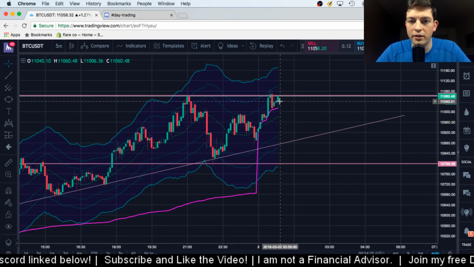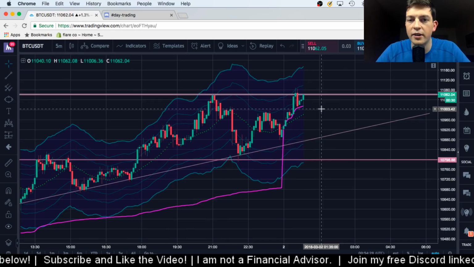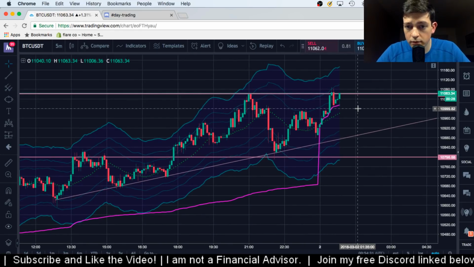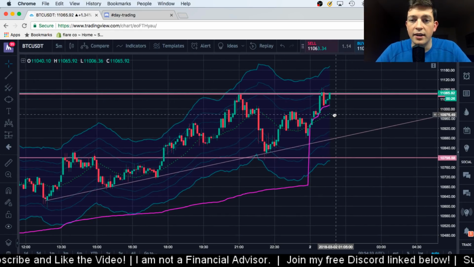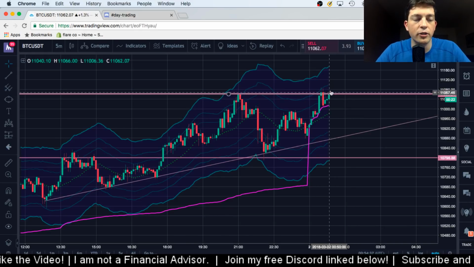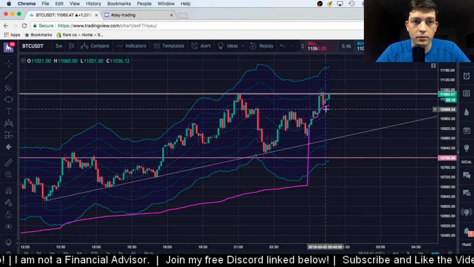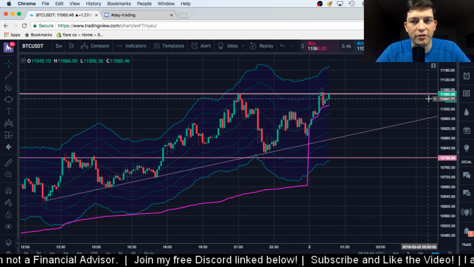Since we're above both of these lines, I'm feeling pretty bullish on this right now, which is why I'm still having my position in there. And then, yeah, I think we're going to make a run for it pretty soon, which you can see the price starting to do right now, which is good for us all.